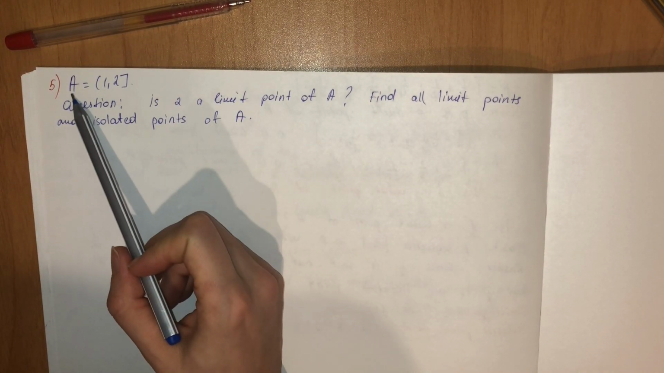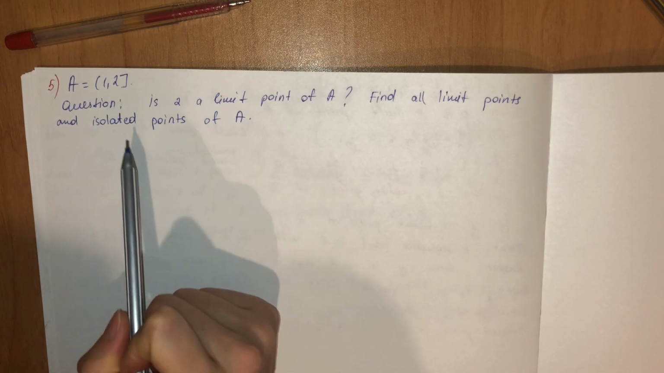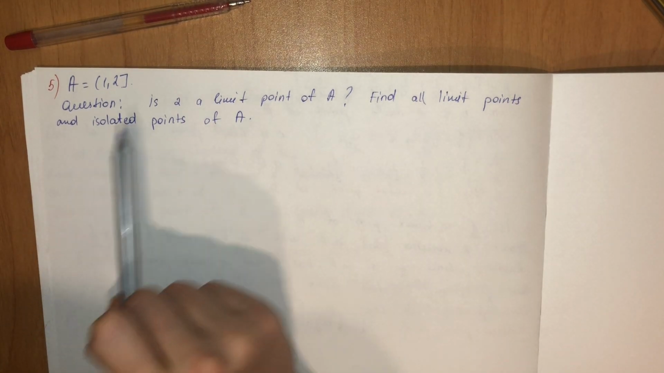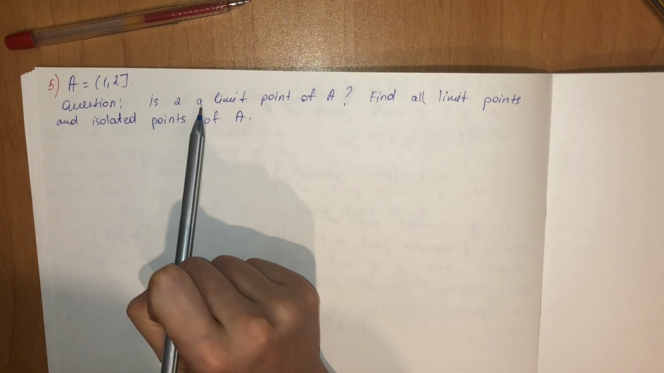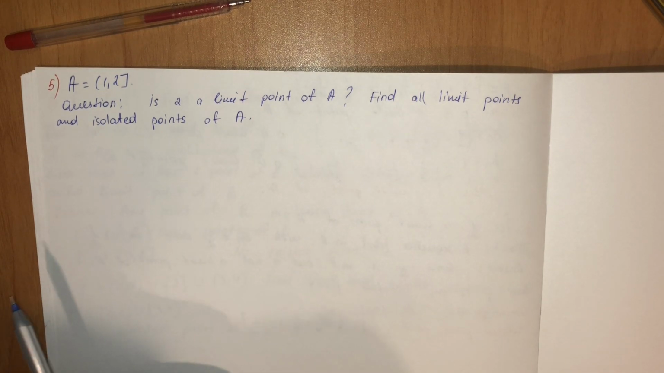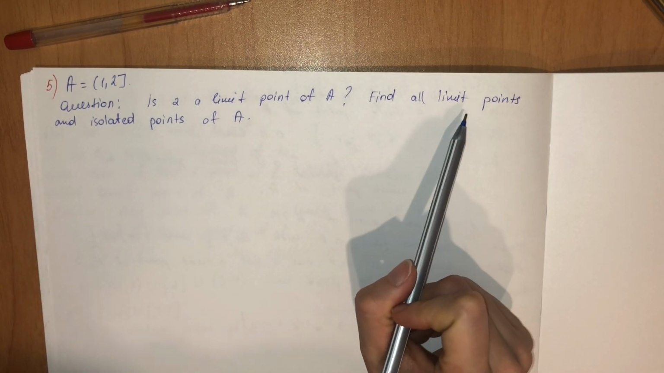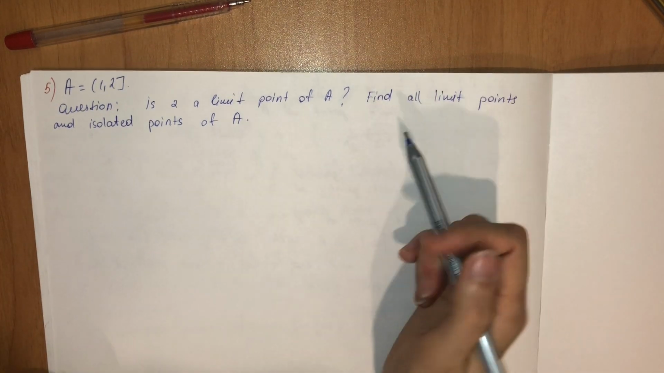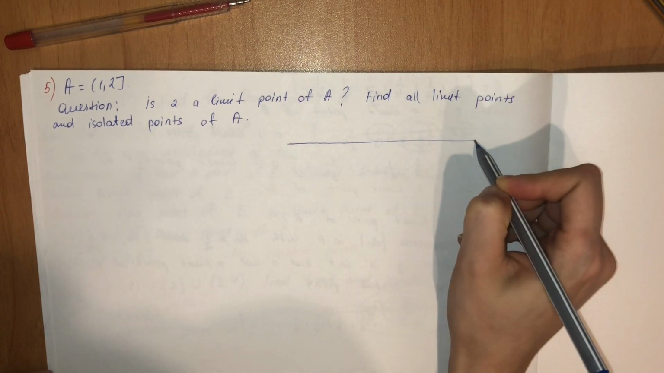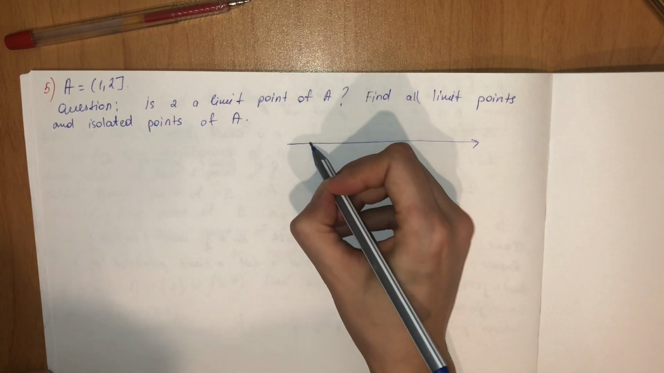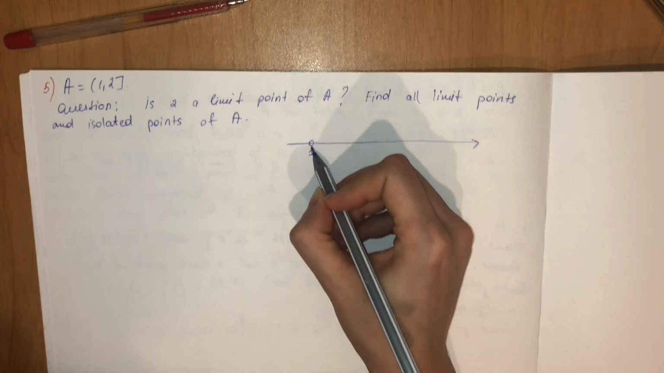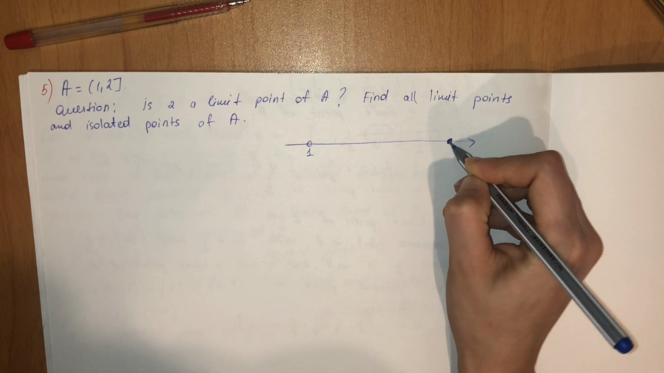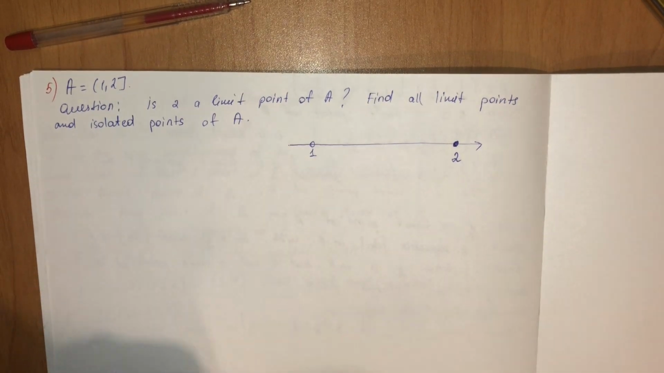We have a set A. As is clearly seen, A is neither an open nor a closed set. So our question is: is 2 a limit point of A? And find all limit points and isolated points of A. Firstly, let's draw a number line. Let it be 0. It's not included in A, and here is 2. 2 is from A.